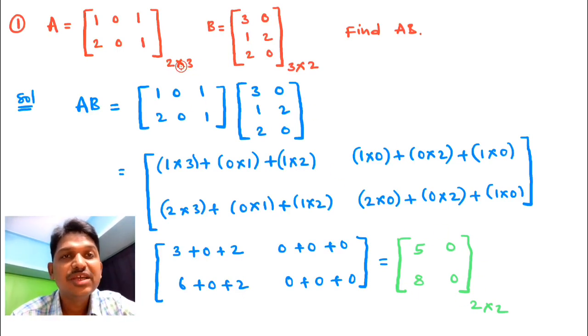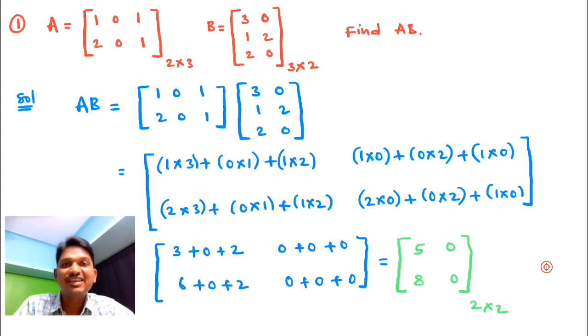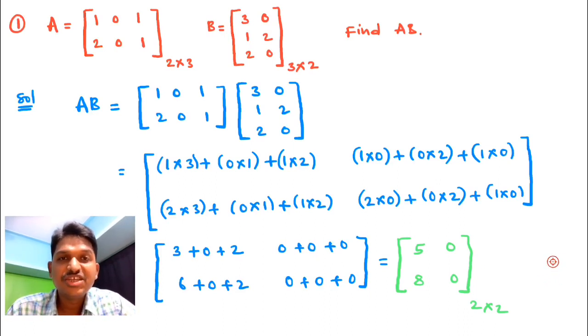You can observe here, this matrix multiplication is possible. After multiplying, whatever answer you will get, that will be of this order. See, 2 by 2, 2 by 2, right? That's great. We learned the definition of matrix multiplication and one example.